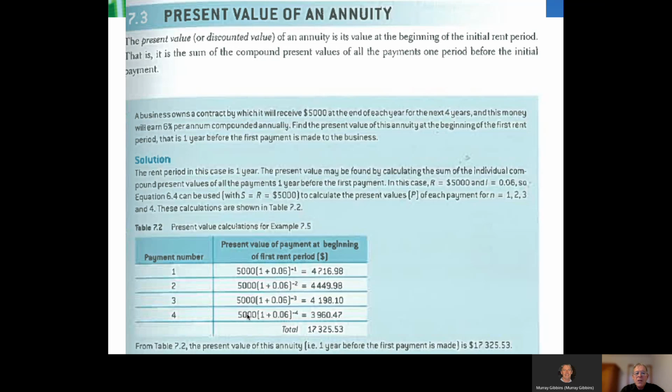The question might say, well, how much interest did you earn? Well, the idea is, how much did you put in? You put in $17,000, and that enabled you to withdraw $20,000, 4 lots of 5. So the interest would be the difference. So just be aware, don't get lost in the data, be aware of the big picture, just in case a question did ask that and said, well, gee, how much interest have you earned on that annuity? 20,000 minus 17,325.